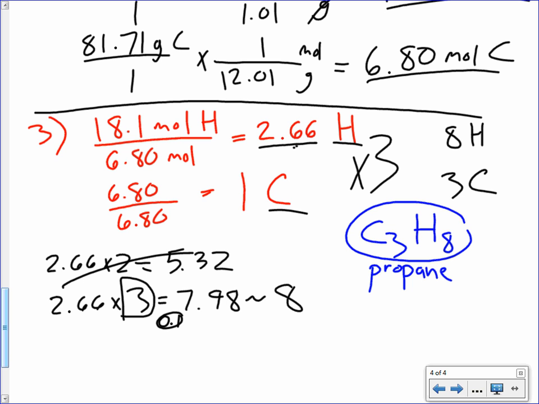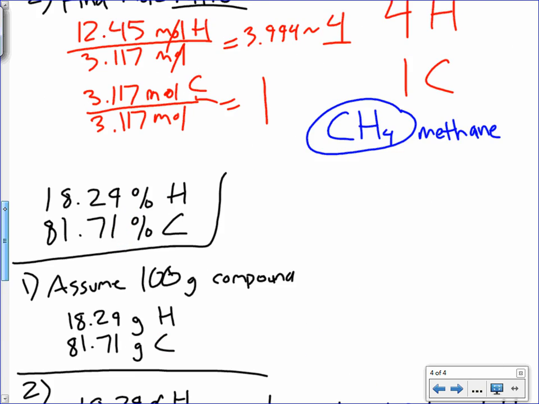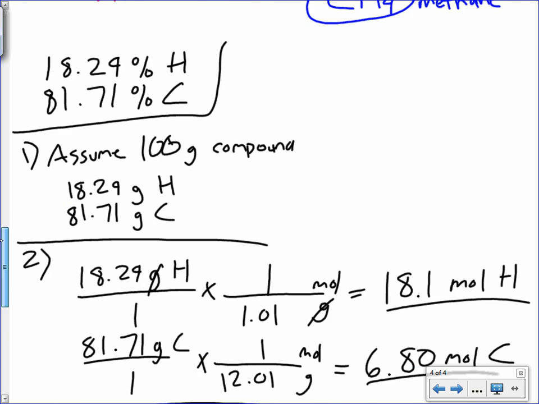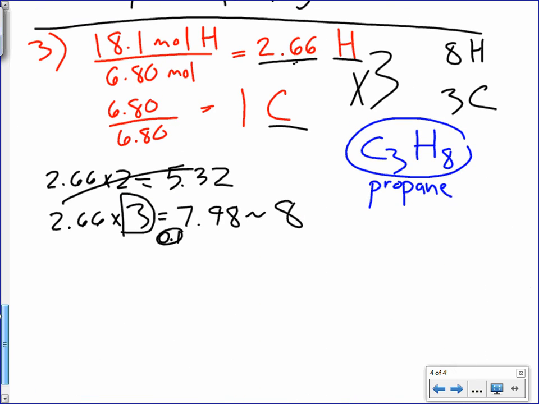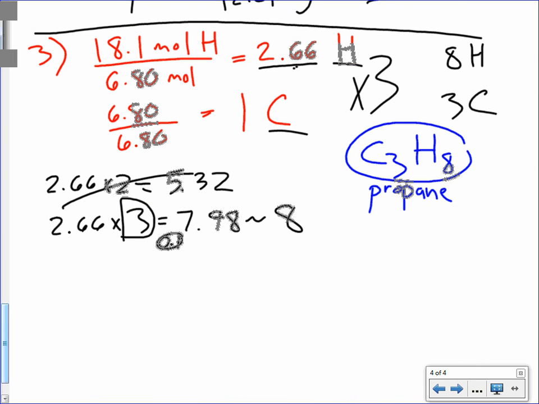Okay? Propane. So we did this basically the same way. The only differences were, and there were two, we converted percentage to grams up here for step 1, and then down here at the bottom for step 4, which I didn't write a 4, we had to convert these nasty decimals up here into whole numbers. Okay? So obviously when you're writing an empirical formula, always need to have whole numbers.